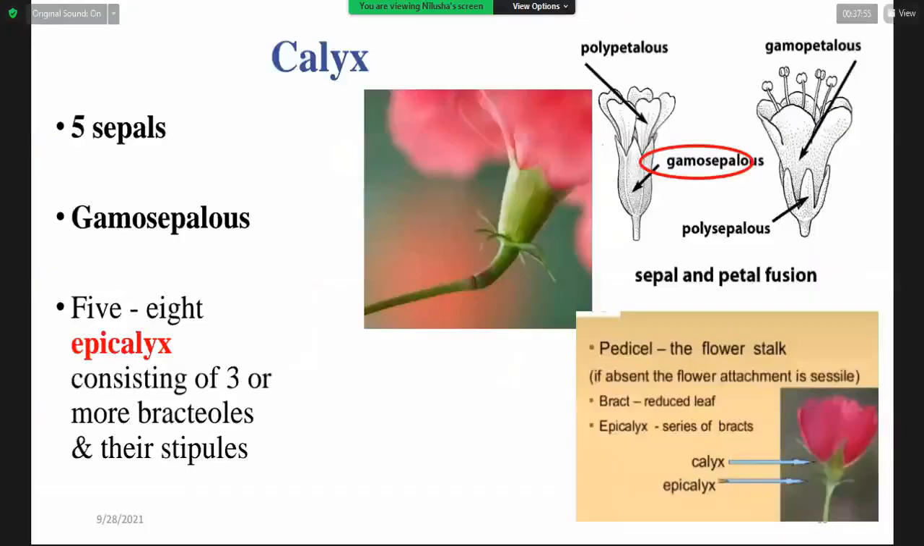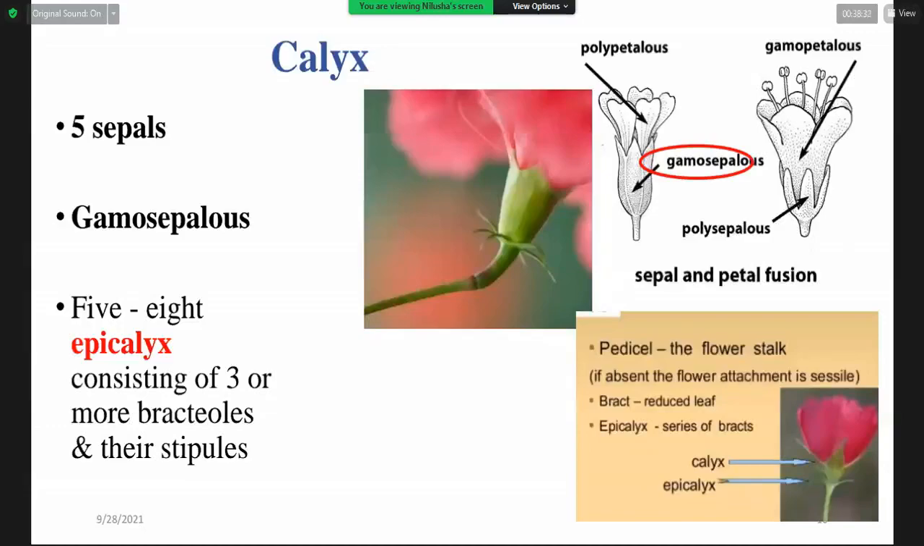Now we are going to see about the calyx. In Malva, the calyx is formed with 5 sepals. You can see in this picture 5 sepals. Gamosepalous. Can you tell what is gamosepalous? Fused together. Fused sepals. Yes, those 5 sepals are in fused condition, so we call it gamosepalous condition.